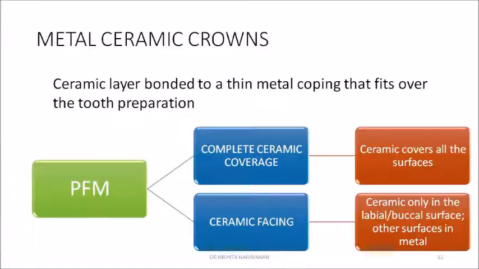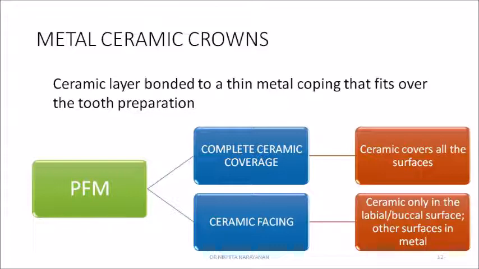Next is metal ceramic crowns. Actually, metal ceramic crown itself is a separate chapter and that will be dealt in detail in the next class. Here I am just giving you a brief idea about the metal ceramic crowns. So basically this is also called as porcelain fused to metal. That is, there will be a metal core and a ceramic layer on top of it. The core is made of metal which is very thin, and the core actually fits to the tooth preparation.